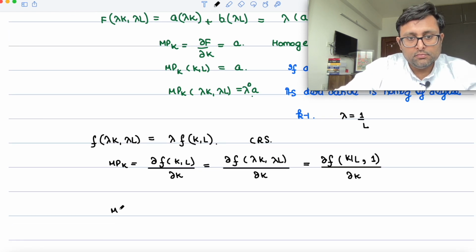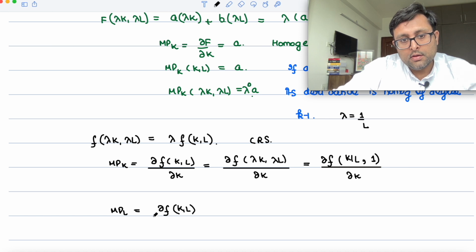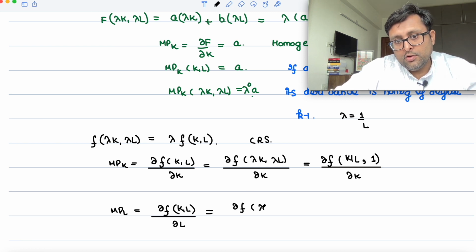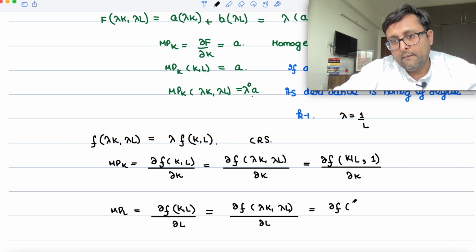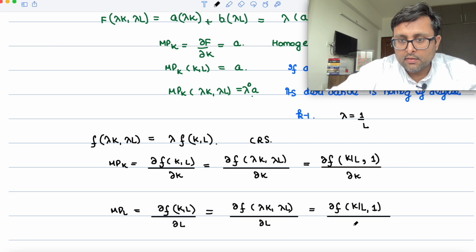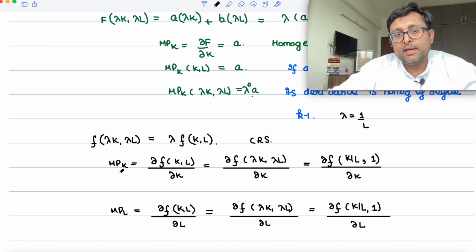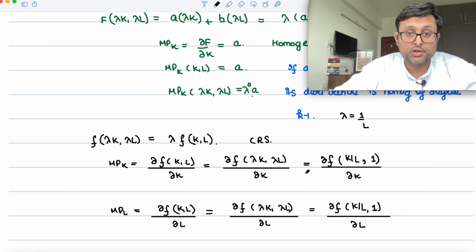Similarly, MPL is del f of KL by del L. You increase both K and L by lambda, just writing this in terms of L, that is lambda is equal to 1 by L. So this MPK is actually dependent upon the ratio of inputs which you are using, K by L, in the case of a CRS production function. CRS means linearly homogeneous production function, homogeneous of degree 1.